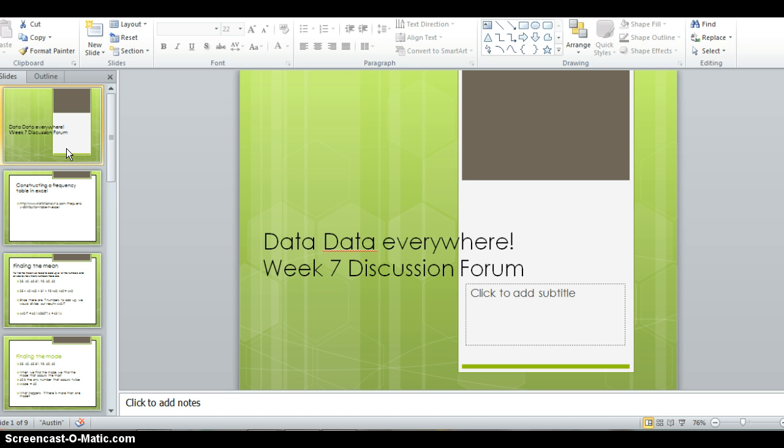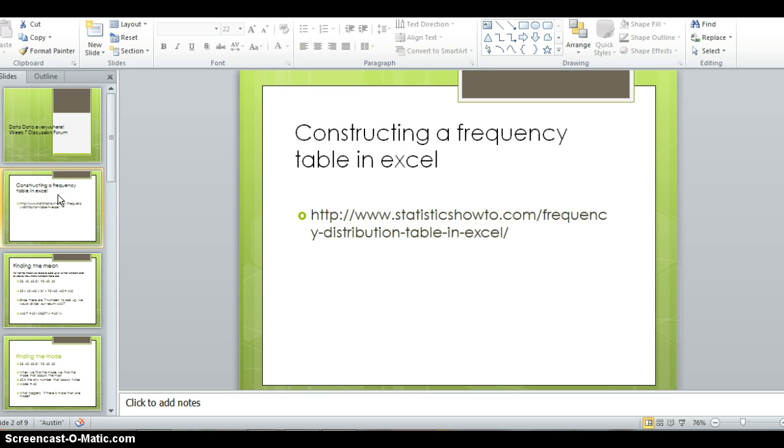You will need to construct a frequency data table. On the first slide, you will see a link that breaks down the steps for you on how to construct a frequency table in Excel. So you'll copy and paste this link into a new web browser, and then you'll just follow the steps, and that will show you how to construct this frequency table.